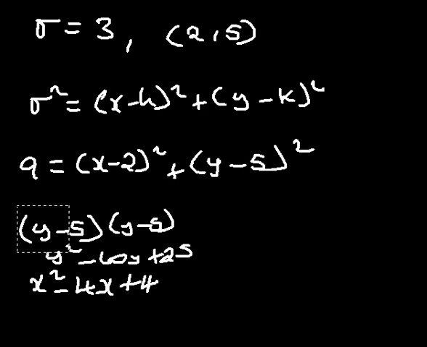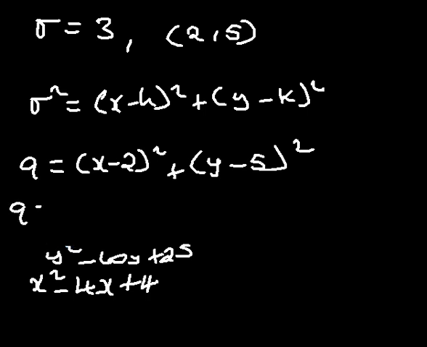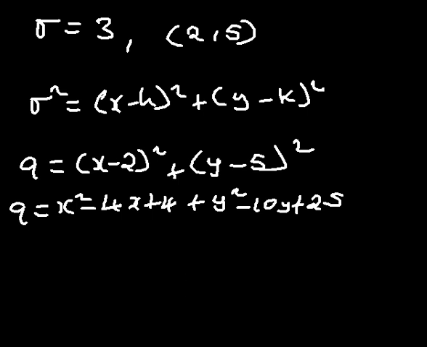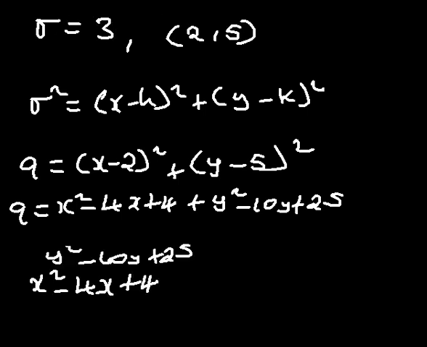Now let's think of substituting those into the equation. We'll have 9 is equal to x squared minus 4x plus 4, plus y squared minus 10y plus 25. And keep in mind that this is the radius and this is the center, because we can go back to that one. And you should have to know that.